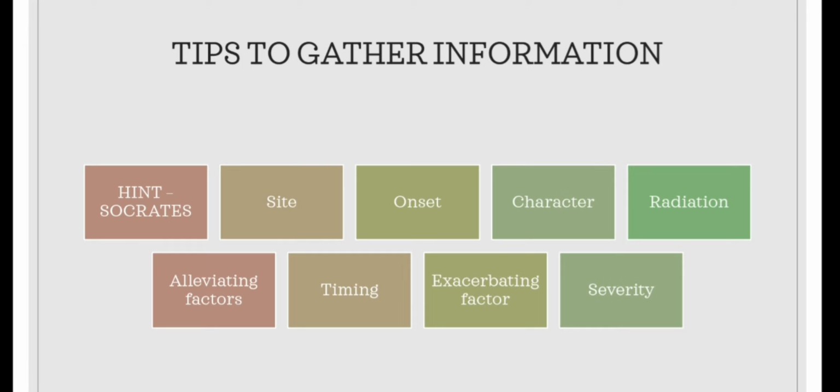Next one is a tip to gather information. You can take a hint like Socrates. S means site, O onset, C for character, R for radiation, A for alleviating factor, T for timing, E for exacerbating factor, and S for severity. We will see one by one.